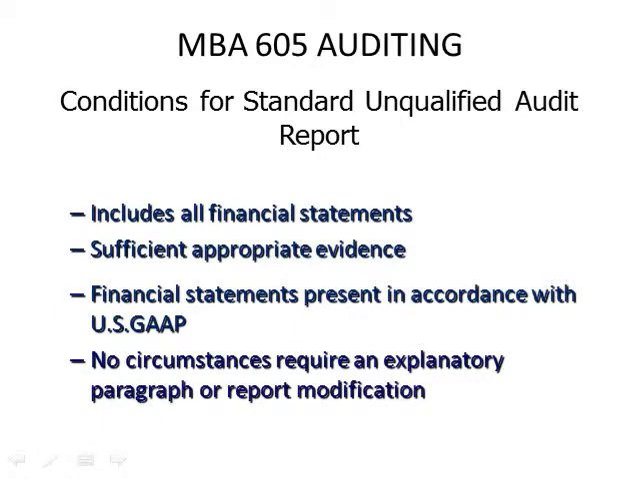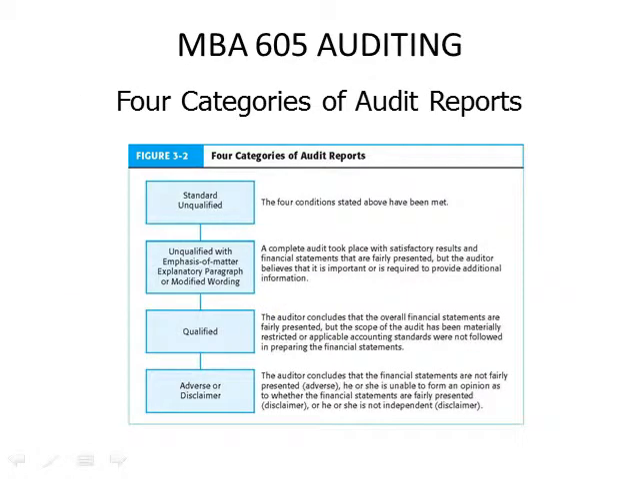So the conditions for when we can use a standard unqualified audit report are: when the audit report addresses all financial statements, when we've gathered, collected, and reviewed sufficient appropriate evidence, when the financial statements are presented in accordance with generally accepted accounting principles, and when no circumstances have surfaced as a result of our review requiring an explanatory paragraph or report modification. There are 4 categories of audit reports. One is the standard unqualified, and that's where the 4 conditions stated earlier have been met.